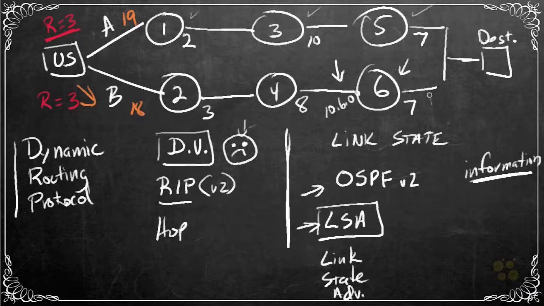And over on this interface, it's connected to 10.8.0.0 with a 24-bit mask. And other details about that network would be the cost. So that's some of the information that's in a link state advertisement.